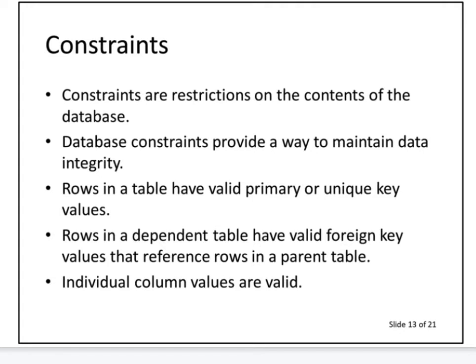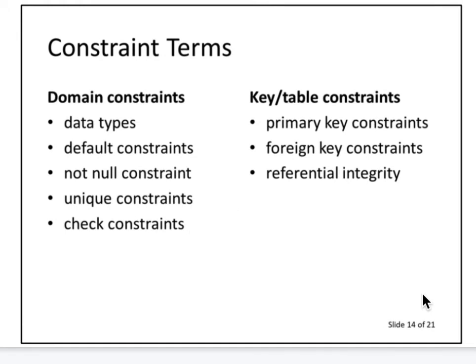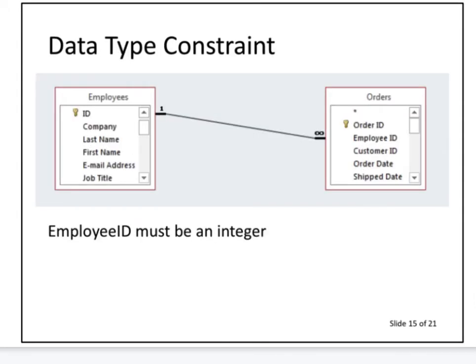There are different types of constraints. We have spent a quarter talking about the primary keys. Let's take a look at some of these other types of constraints. A data type constraint lets you specify what data type the field can contain. In this example, we specify that employee ID must be an integer. An integer is an excellent data type for a primary key.